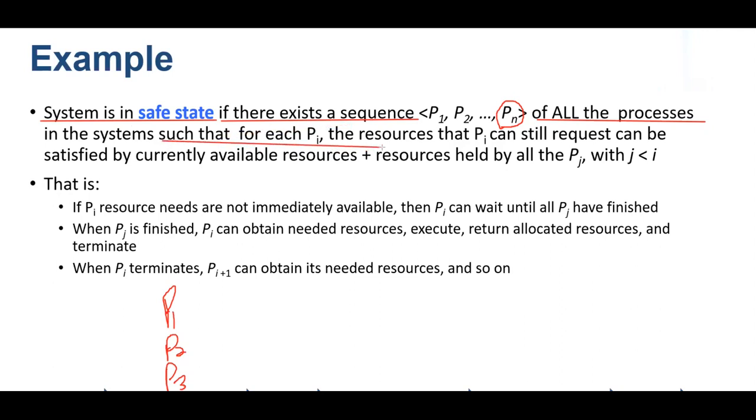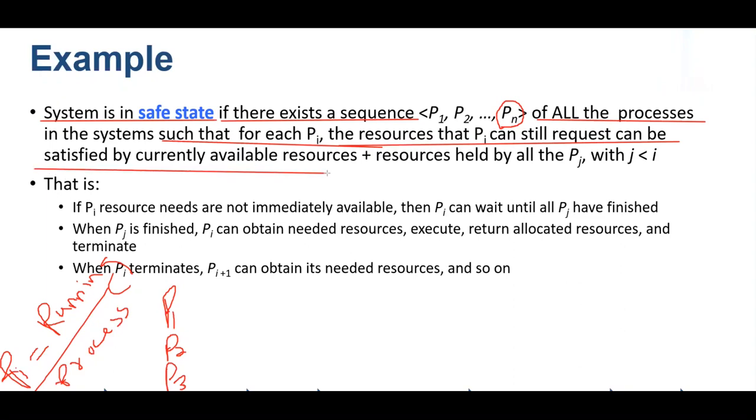such that for each Pi, remember Pi means a running process. And here P1, P2, P3, all of them can be running processes. In order to keep it simple, we will use Pi. We will not use P1, P2, P3 each and every time repeatedly. So such that for each Pi, the resources that Pi can still request can be satisfied by currently available resources.